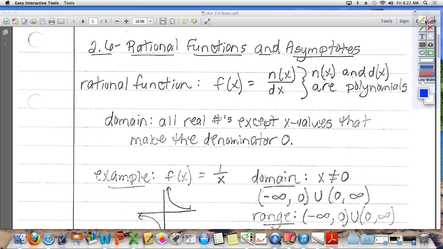We are going to skip section 2.5, and not because I just don't want to do it, it's because it's one thing that just has never been in our curriculum.